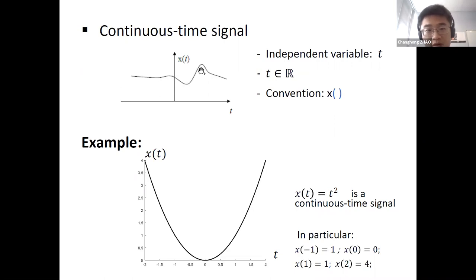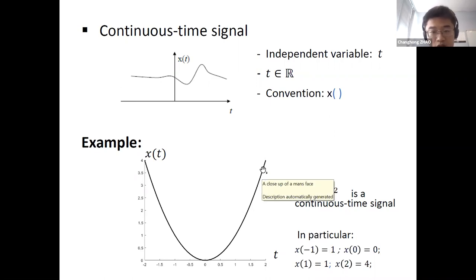The way we plot a function is to use t as the horizontal axis and x of t as the vertical axis, and the value of x of t at every corresponding t, if we connect all those points, is a continuous and smooth curve. This is called a continuous time signal. Basically, t can be every real number. And the convention to denote a continuous time signal is to use x with a pair of round brackets, t inside. For example, x of t equals t squared is a continuous time signal and we can plot it.